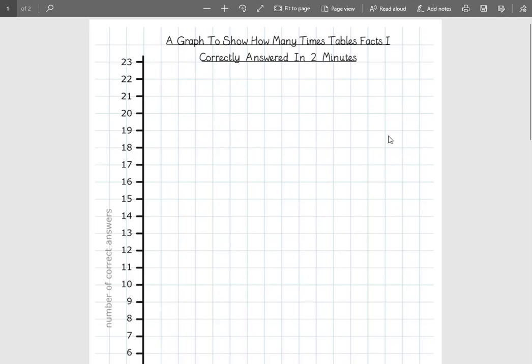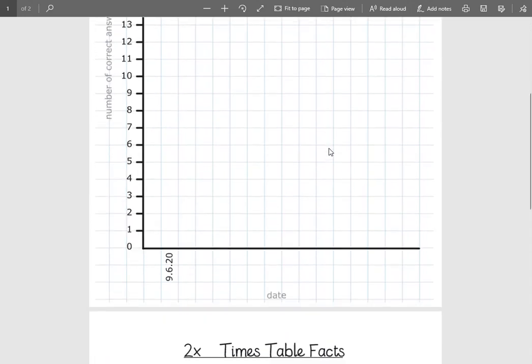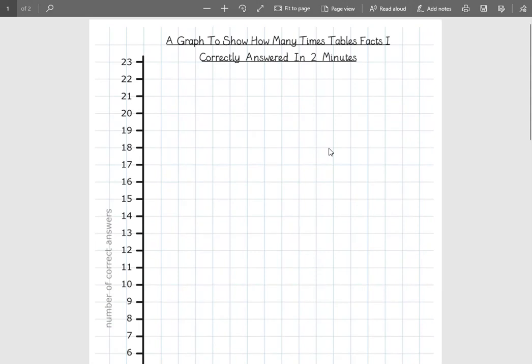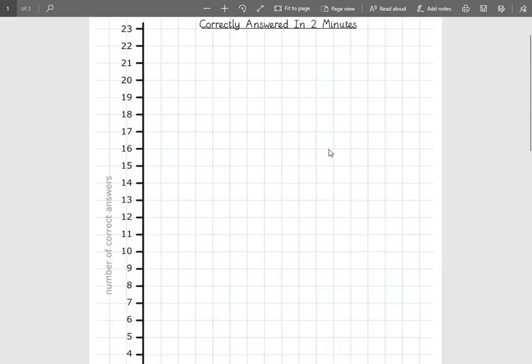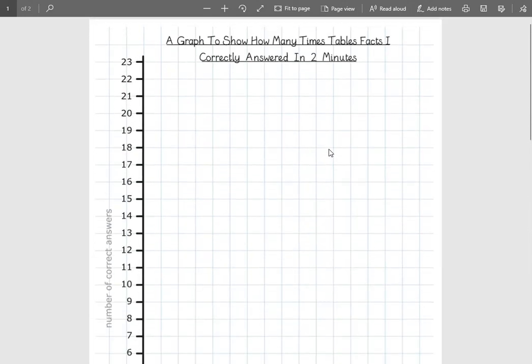Today we do have a printout if you want it. I'll put the link in the little information box underneath this video. You don't actually need to have it, but it's useful if you can. It's a place to make a bar chart and some times table facts, and I'll explain what that's about in a bit. Okay, here we go.